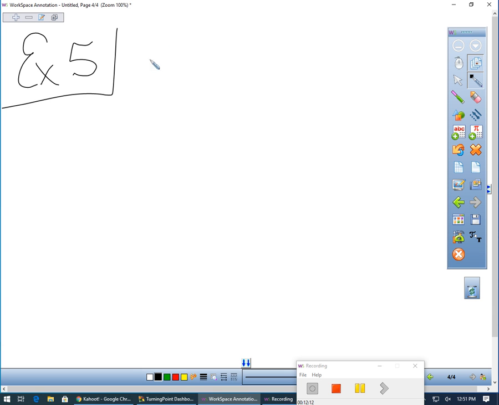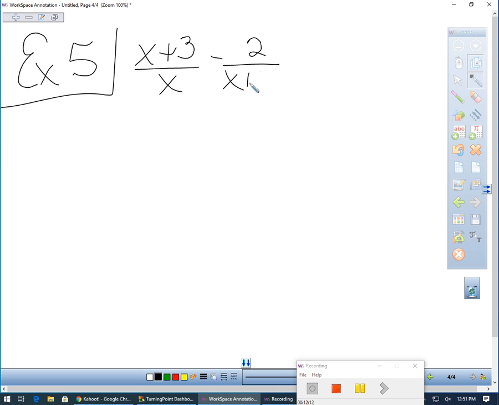So let's go with this. I have x plus 3 over x minus 2 over x plus 3 equals 6 over x squared plus 3x. So again, the first thing I want you to do is factor anywhere you can. So where can I factor here? Very good. You can undistribute an x out of this one. And that would leave us with x plus 3, right? So our common denominator is actually that, correct?